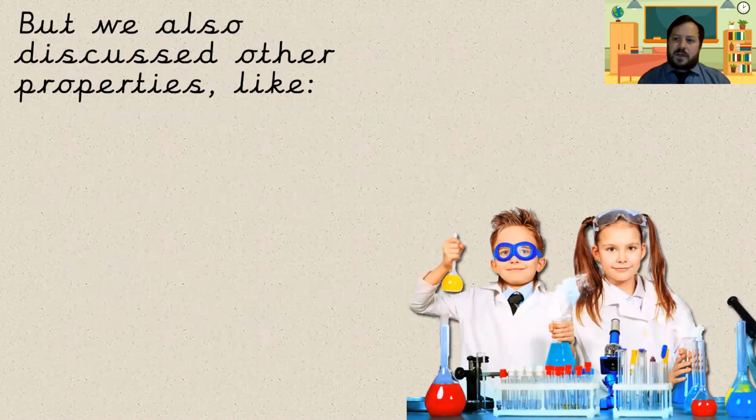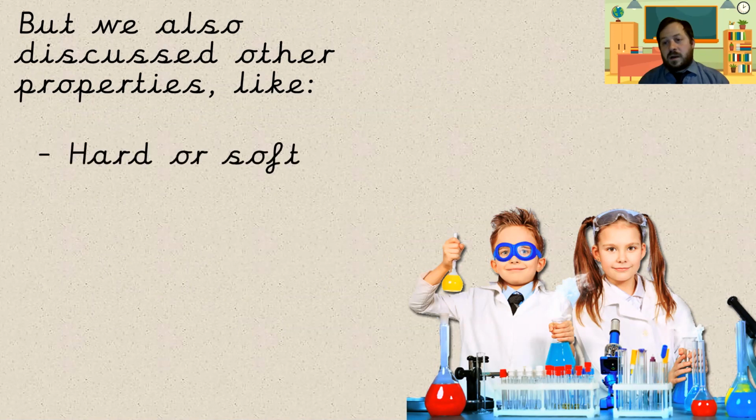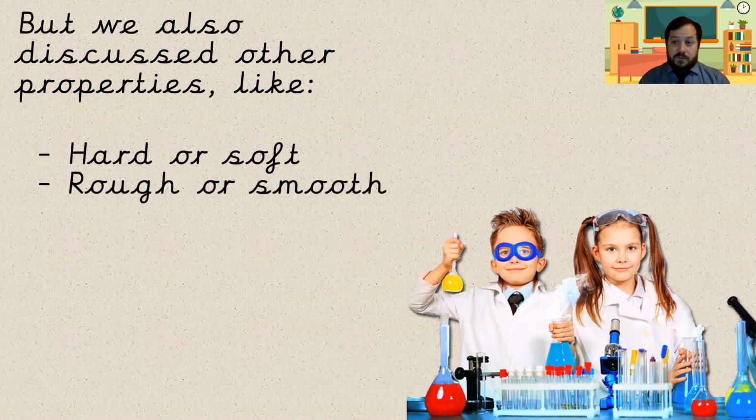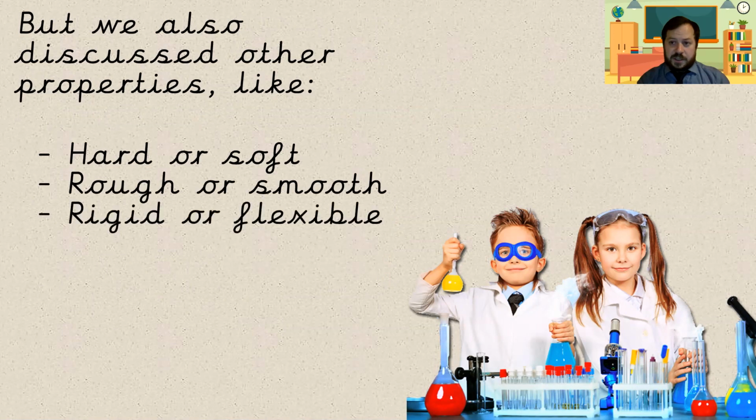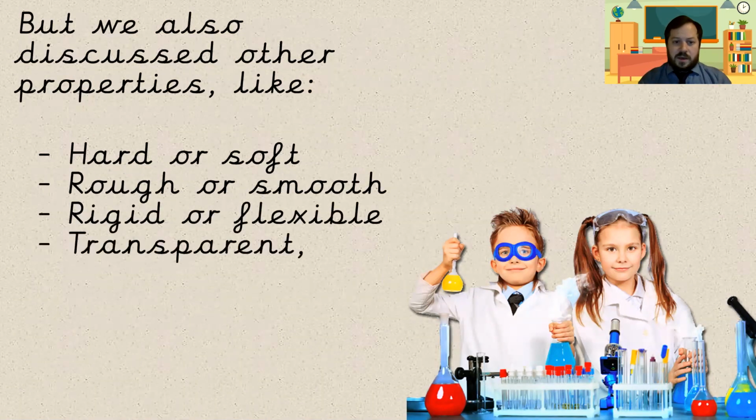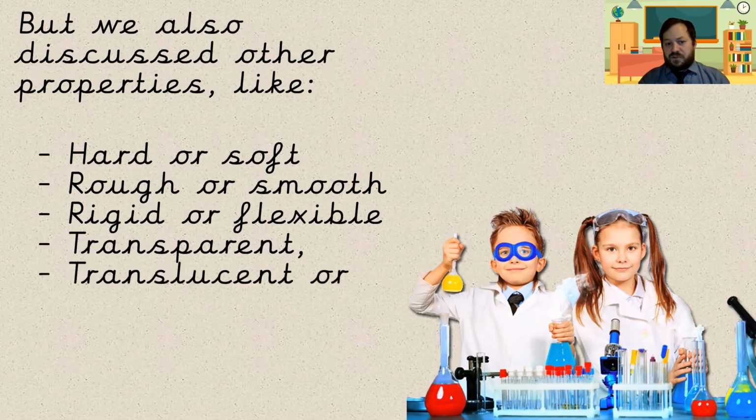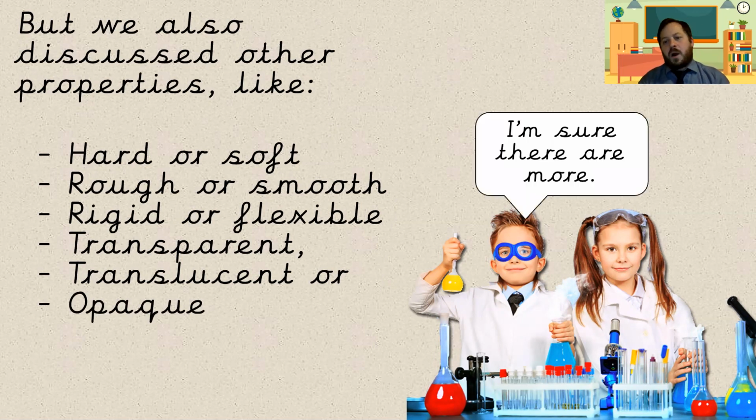But we also discussed other properties alongside those, and some we talked about alongside them, others we talked about slightly separately. So we thought of things like hard and soft, rough and smooth, rigid and flexible, which is you can either bend it or you can't. Transparent, you can see through it. Translucent, you get an idea of what's through it. So you can't quite see completely through it, but you do get light through it. Or opaque, nothing goes through it. And there are more indeed.